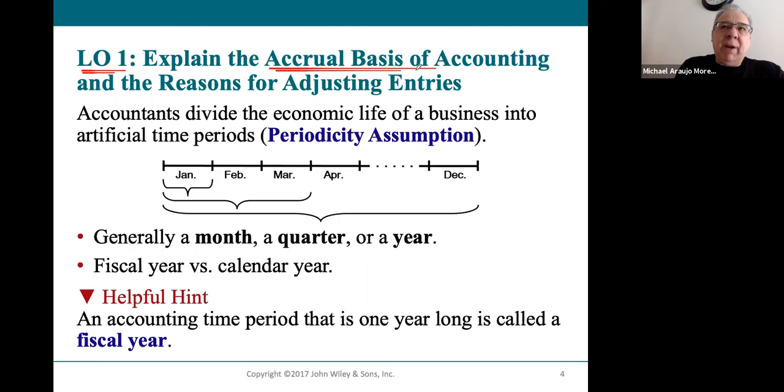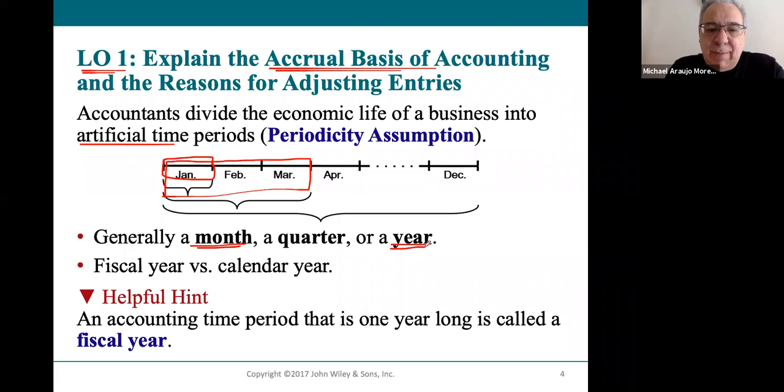And so think about when you keep records for a business. Remember, we have to divide the economic life into artificial time periods. And we use basically 3 time periods. We measure things by the month. We measure things by a 3-month period. We call that a quarter. And we measure things for a year. Notice the shortest period of time that we measure is 1 month. And the longest period of time we measure is 1 year.